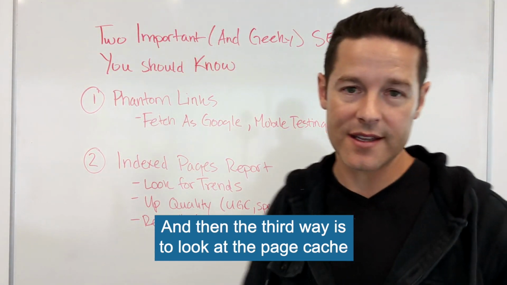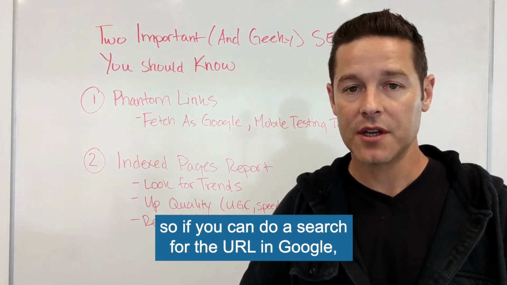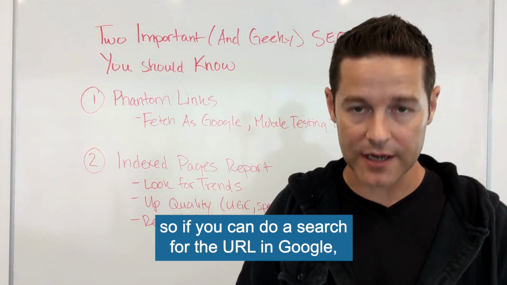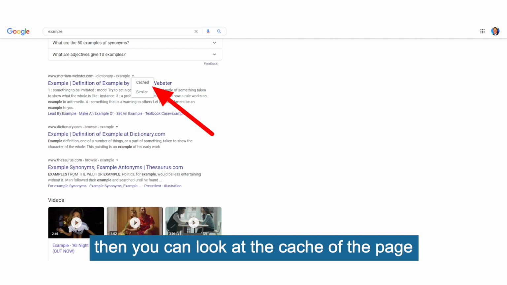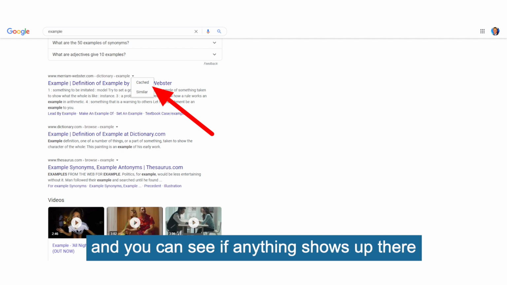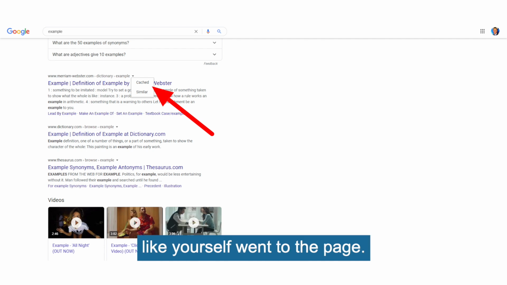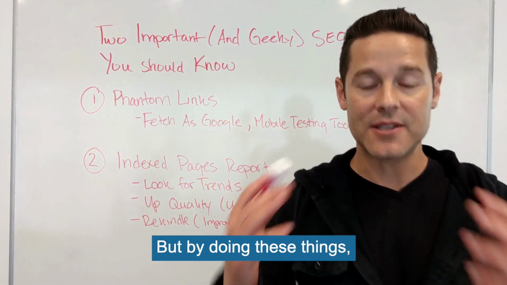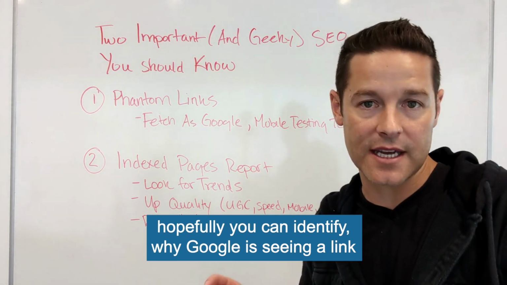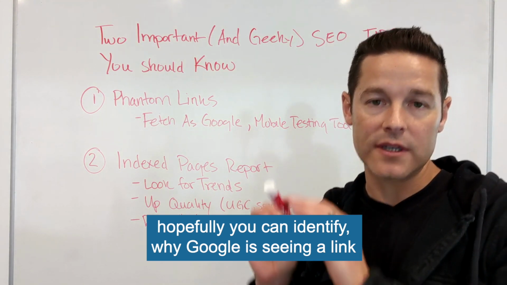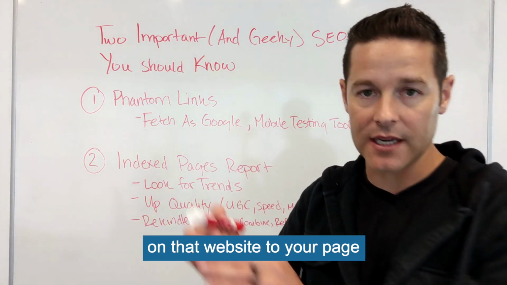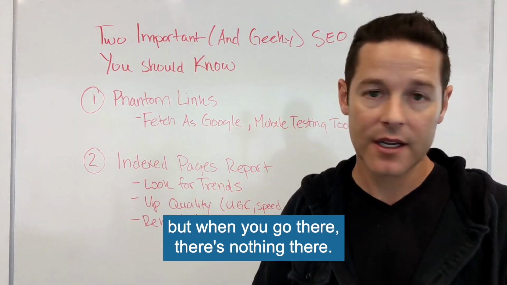And then the third way is to look at the page cache. So if you do a search for the URL in Google, then you can look at the cache of the page and see if anything shows up there that didn't show up when just a normal user like yourself went to the page. By doing these things, hopefully you can identify why Google is seeing a link on that website to your page, but when you go there, there's nothing there.